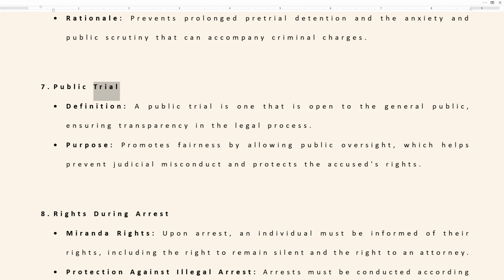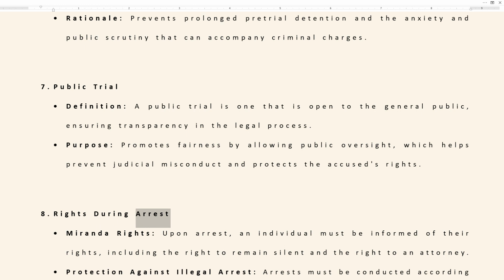Public trial. Definition: a public trial is one that is open to the general public, ensuring transparency in the legal process. Purpose: promotes fairness by allowing public oversight, which helps prevent judicial misconduct and protects the accused's rights.